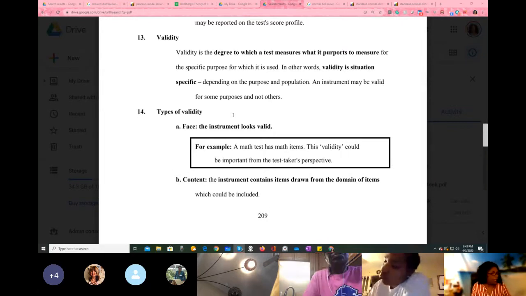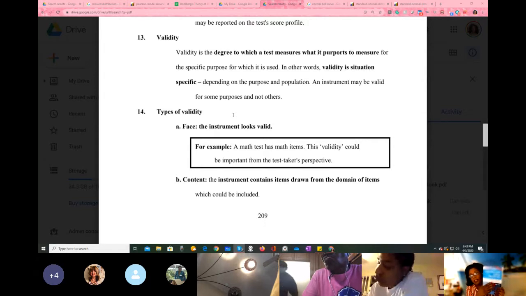Content validity is what's on the inside. Does this really match what it's supposed to match? If I study this book, am I going to know clinical skills to pass the practice test? Oh, content, face.